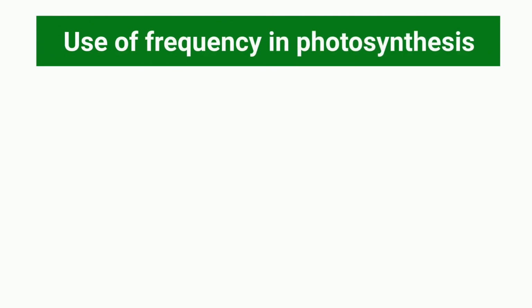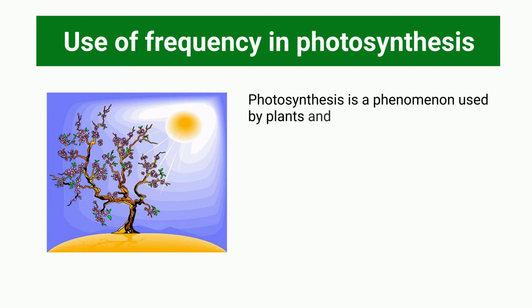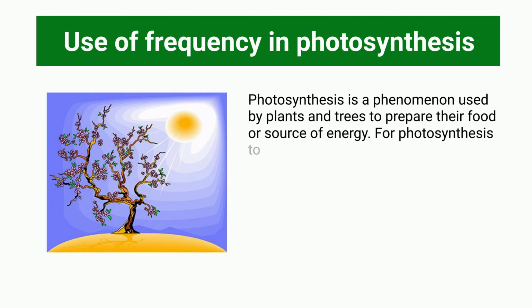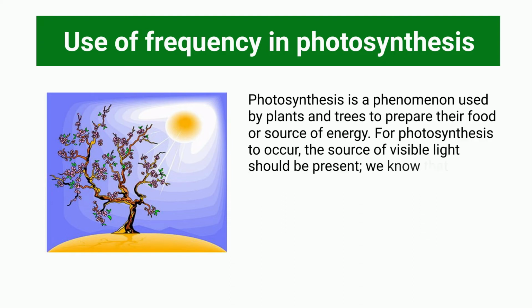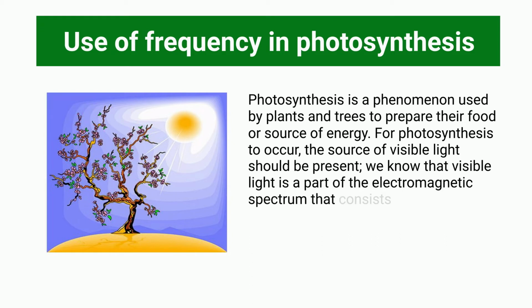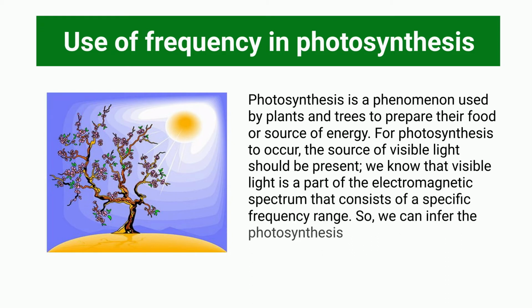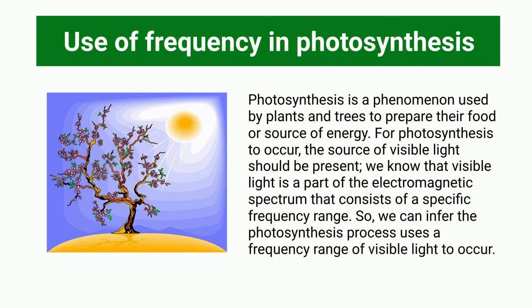Use of frequency in photosynthesis. Photosynthesis is a phenomenon used by plants and trees to prepare their food or source of energy. For photosynthesis to occur, the source of visible light should be present. We know that visible light is a part of the electromagnetic spectrum that consists of a specific frequency range. So, we can infer the photosynthesis process uses a frequency range of visible light to occur.